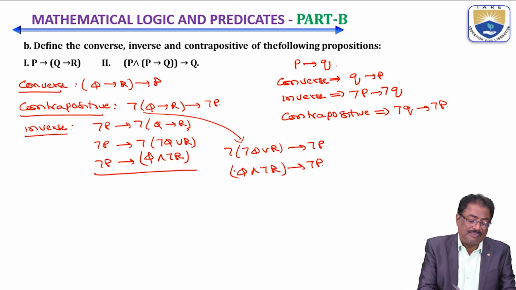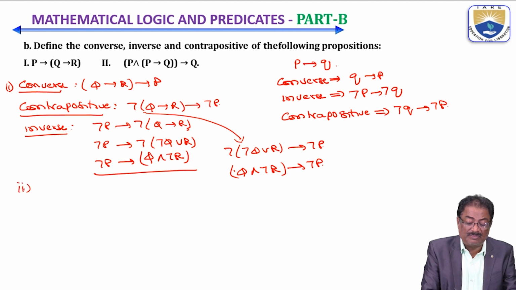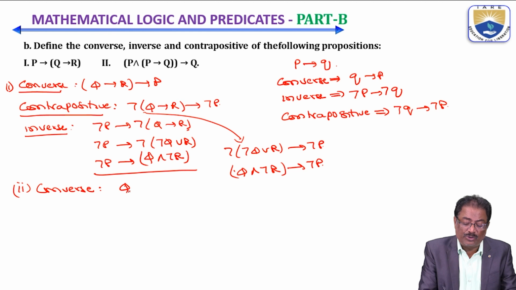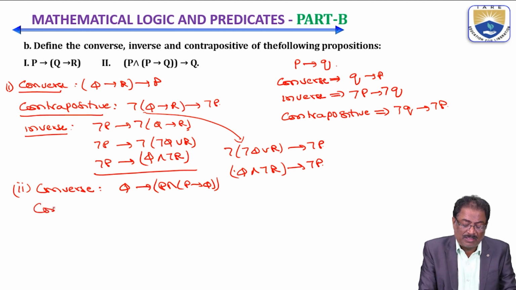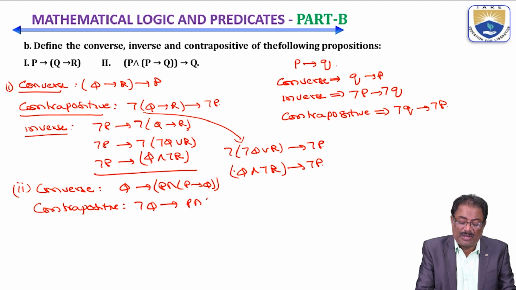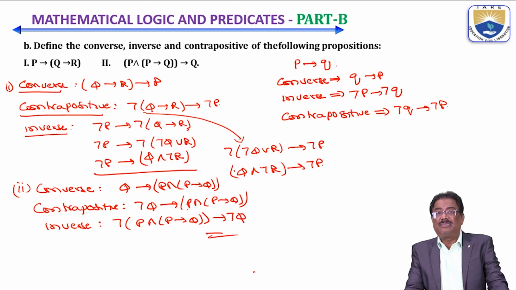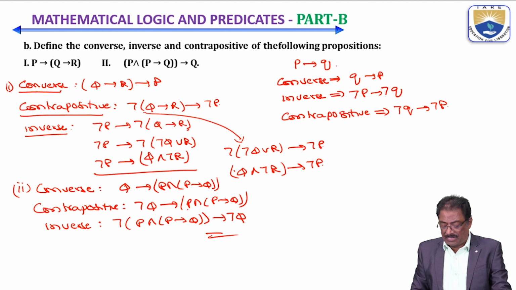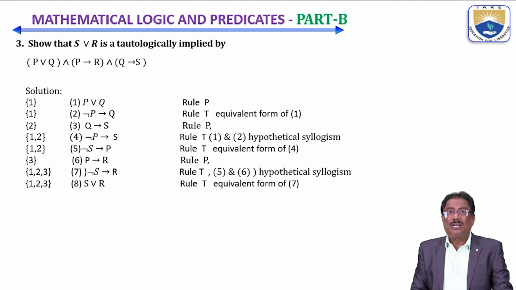So like this, this is the first one. And the second one, if I consider the second one, then the converse is Q to P and P to Q. Then the contrapositive is negation Q, then P, and P to Q. And then the inverse is negation of P and P to Q, then negation of Q. So this is the way that we find out the inverse, converse and the contrapositive.